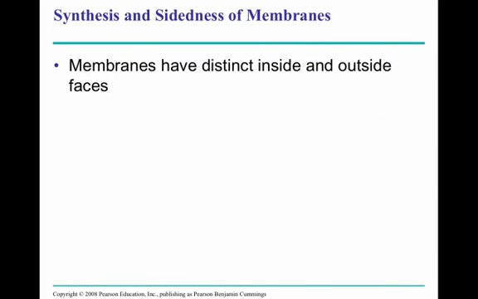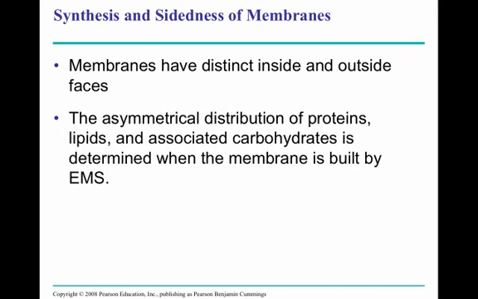And then lastly, membranes also have very distinct inside and outside faces. The outside of the cell will look different than the inside of the cell, and that's a little tricky because we have to make them that way. They don't just happen that way. So this distribution of proteins is not equal on both sides. You might have more proteins on the outside. You'll have more glycolipids or glycoproteins on the outside than you will on the inside. So how does that happen?